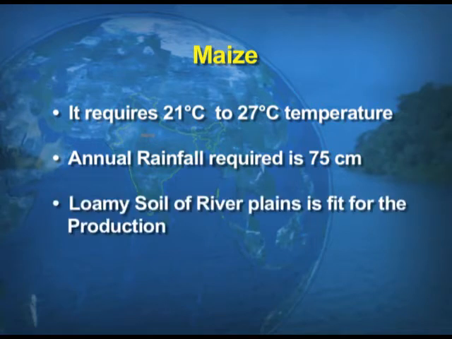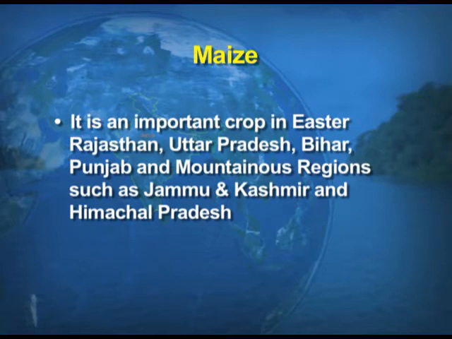When we talk about the soil, the loamy soil of the plain areas is fit for the production of maize. Maize is an important crop in eastern Rajasthan, Uttar Pradesh, Bihar, Punjab and some mountainous regions such as Jammu and Kashmir and Himachal Pradesh as well.